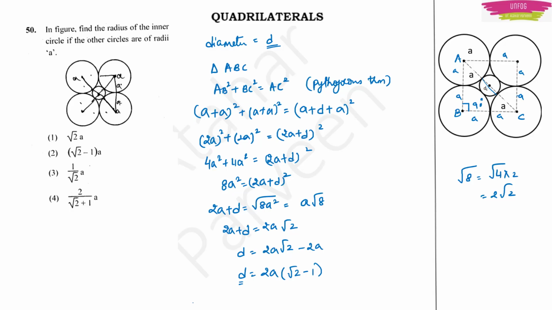But what is the question? The question is we have to find the radius. So radius is equal to d upon 2. So this is equal to 2A into root 2 minus 1 upon 2, which is equal to A into root 2 minus 1. Okay. So option 2 will be the correct answer. You have to be very careful, because if you make some mistake, your answer will not match the options. The options are such here. So this was a little complicated problem. If you do it carefully, you will definitely reach the correct answer.